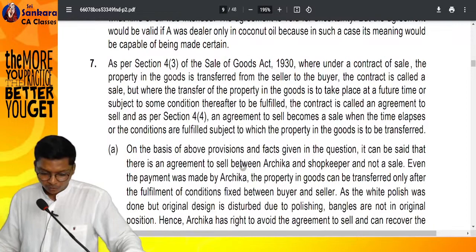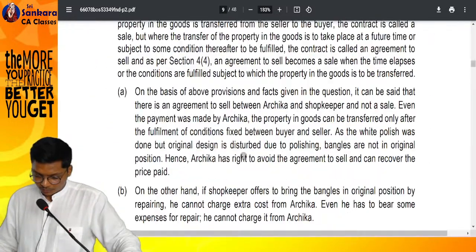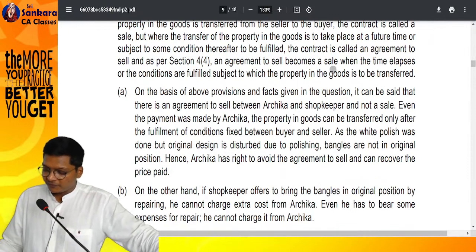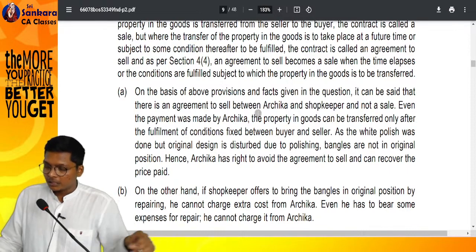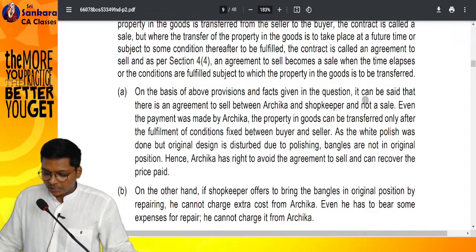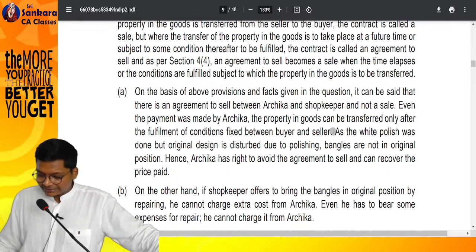Yeah, here Archika found it, guys. Question 7, answer. I'll read the answer, then go to the question. On the basis of the above provisions and the facts given in the question, it can be said that there is an agreement to sell between Archika and the shopkeeper and not a sale. Even though payment was made by Archika, the property in goods can be transferred only after the fulfillment of conditions fixed between them. Since the condition is not fulfilled, she can avoid the contract.